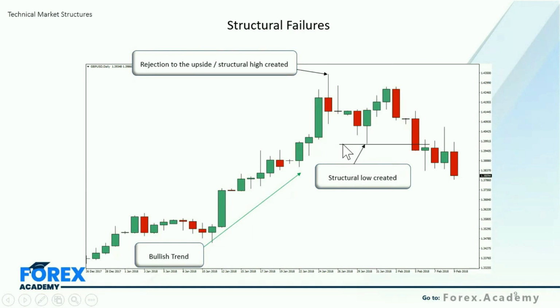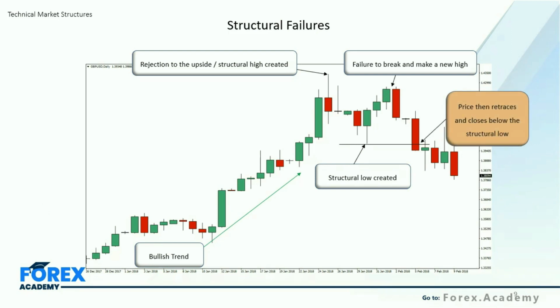So what we've done is we've created a structural high followed by a structural low. And when price rolls on, you can see that there's a bit of a failure to break new highs and to break this recent high. That is supported by a bearish engulfing candlestick. So this is where other skills and techniques come into play to start to build this picture for you. And as you can see, there's a bit of volatility to the downside, and prices then retrace and close actually below that structural low. And that is technically very, very important when we experience a structural failure.